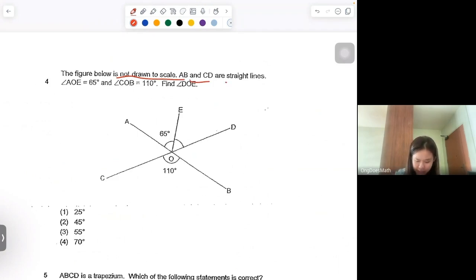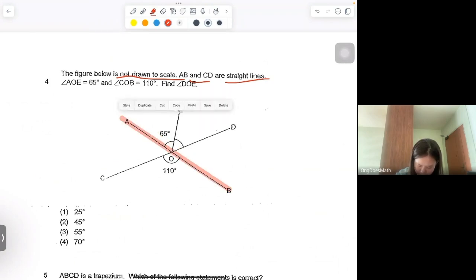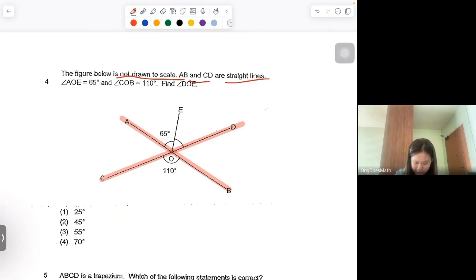Next, AB and CD are straight lines. So you want to highlight the straight lines. AB and CD are straight lines. AOE is 65 degrees, COB is 110 degrees, and they ask you to find this angle over here.